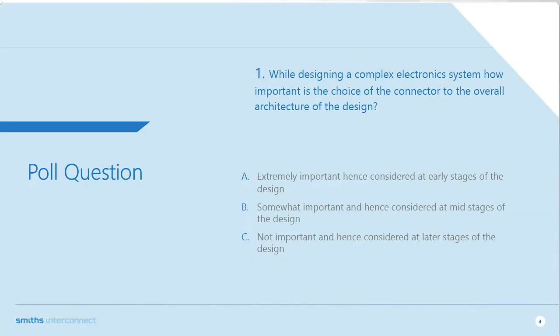Okay, great. No problem, Joydip. So we do have a polling question for you all today. I will read the question and give you some time to answer, and then we will share the results. So the question today is, while designing a complex electronic system, how important is the choice of the connector to the overall architecture of the design? You have a few choices here. A is extremely important, hence considered at early stages of the design. B is somewhat important and hence considered at mid stages of the design. And C is not important and hence considered at later stages of the design.